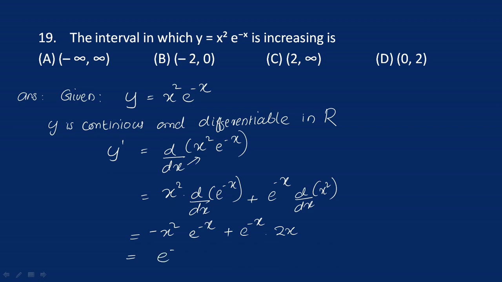Now e raised to minus x and x are taken outside. So in the second term, that is 2x, 2 is common. So 2 minus, in the first term there is an x remaining. So 2 minus x. So that is the equation for y dash. Now the a part of the question, that is from minus infinity to infinity. So we have the interval minus infinity to infinity.